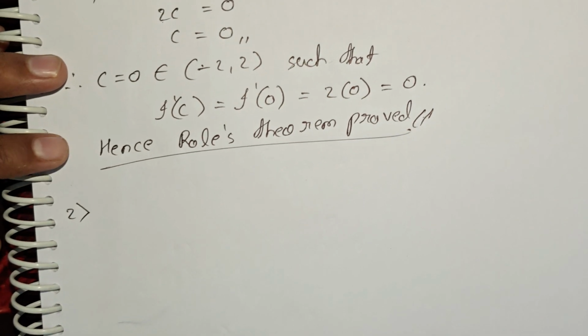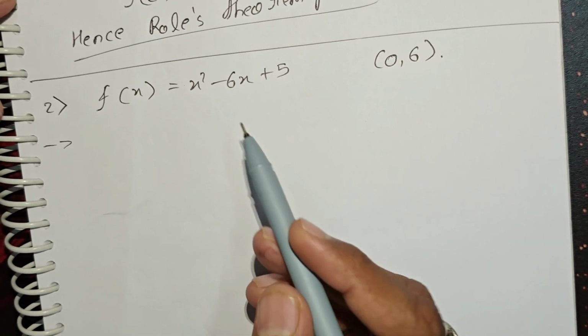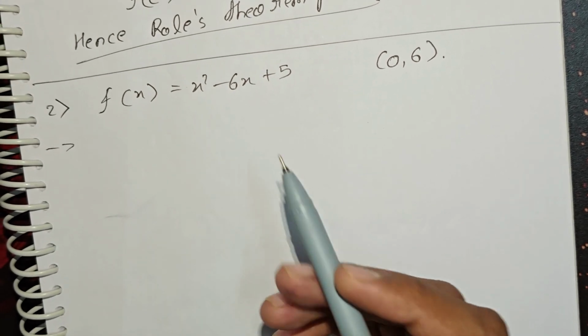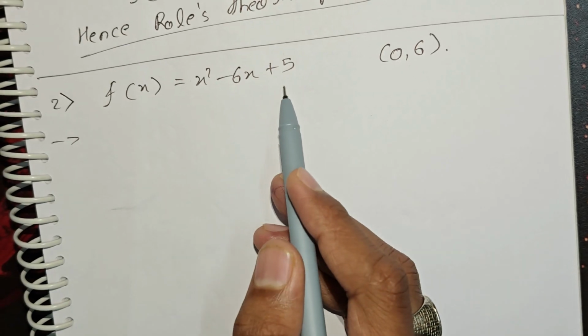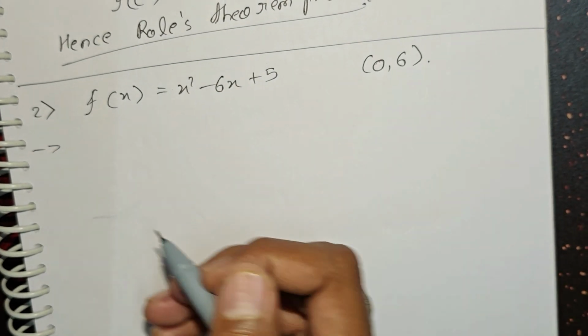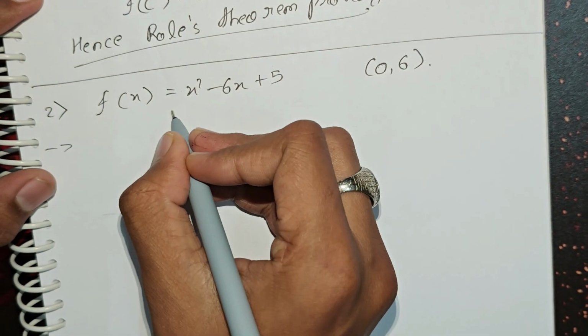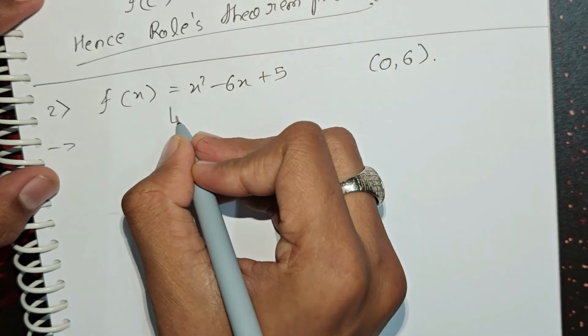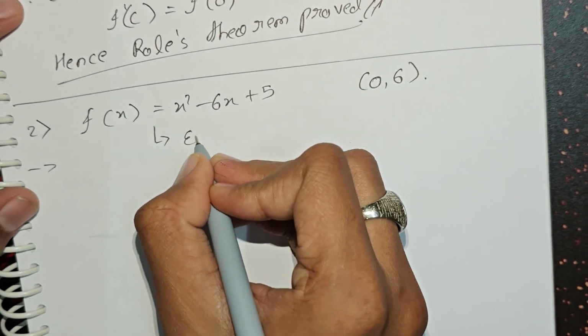Second one. Let's start the new problem. f of x is equal to x square minus 6x plus 5. This is our equation, and the values are 0 and 6. Those are the real numbers. So take the given function f of x as equation 1.